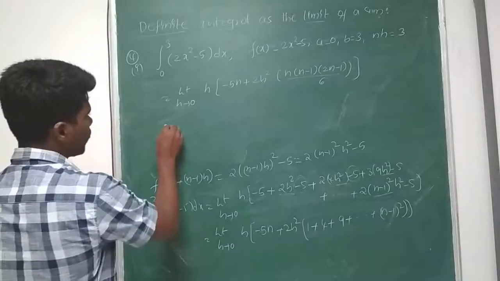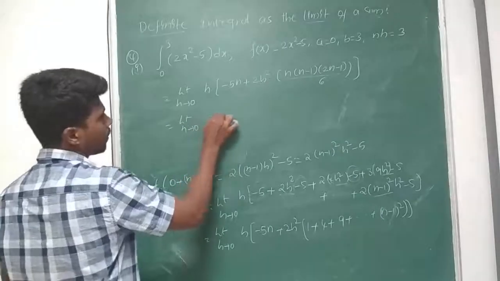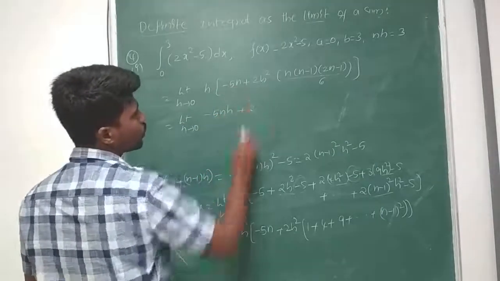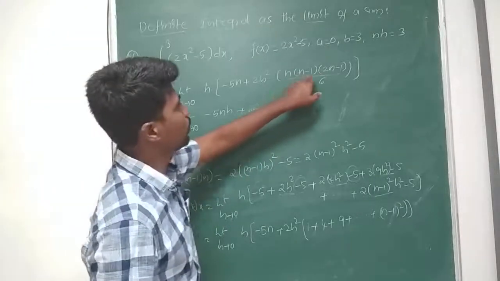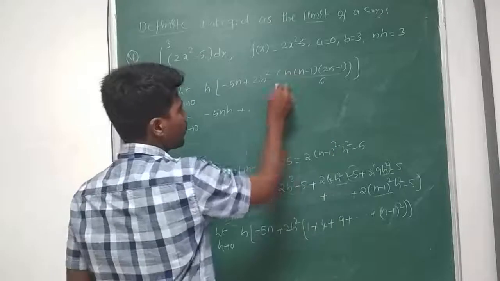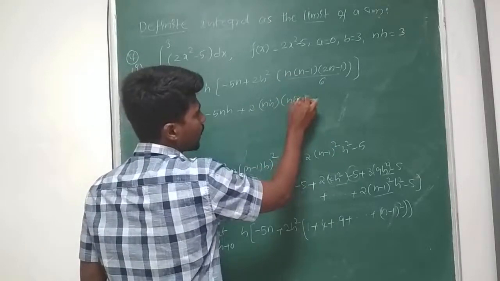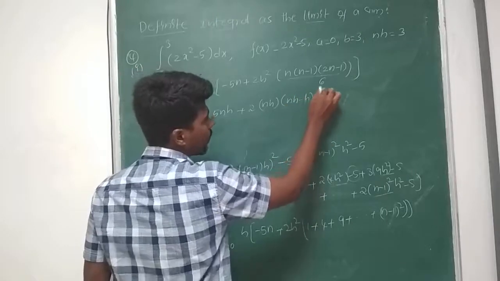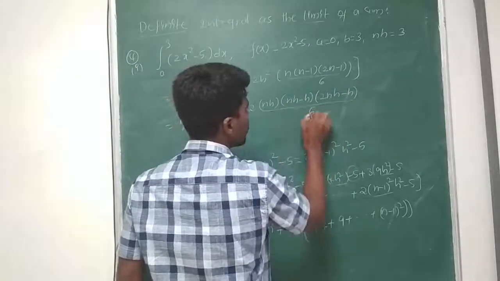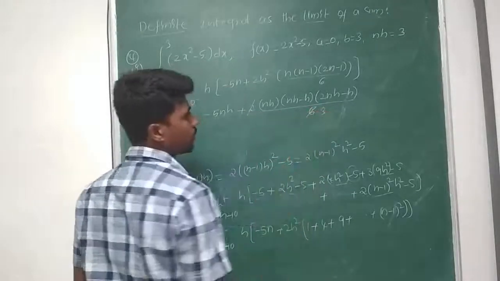Now limit h tending to 0, start multiplying: minus 5nh plus 2h cube, and I have here 3 groups. Give the h to each group. For the first group I get nh, for the second group nh minus h, for the third group 2nh minus h, whole divided by 6. 2 1s are 2, 3s are 3.